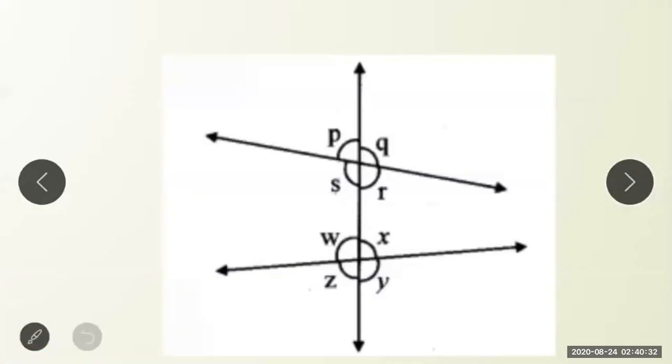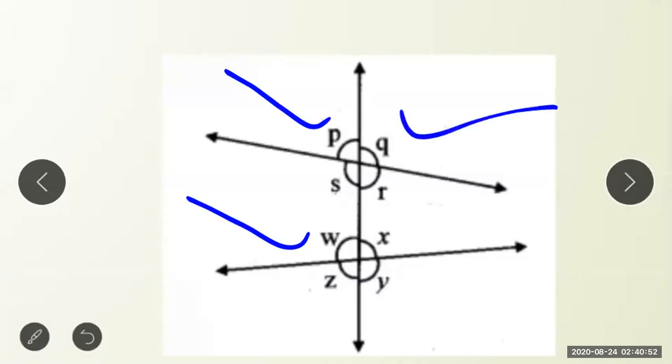Now your first corresponding angle is angle P. The corresponding angle of P is angle W. The first corresponding pair is angle P and angle W. Next is angle Q. The corresponding angle of Q is angle X. There will be 4 pairs. Now we have found 2 pairs. The other 2 pairs are corresponding angles.